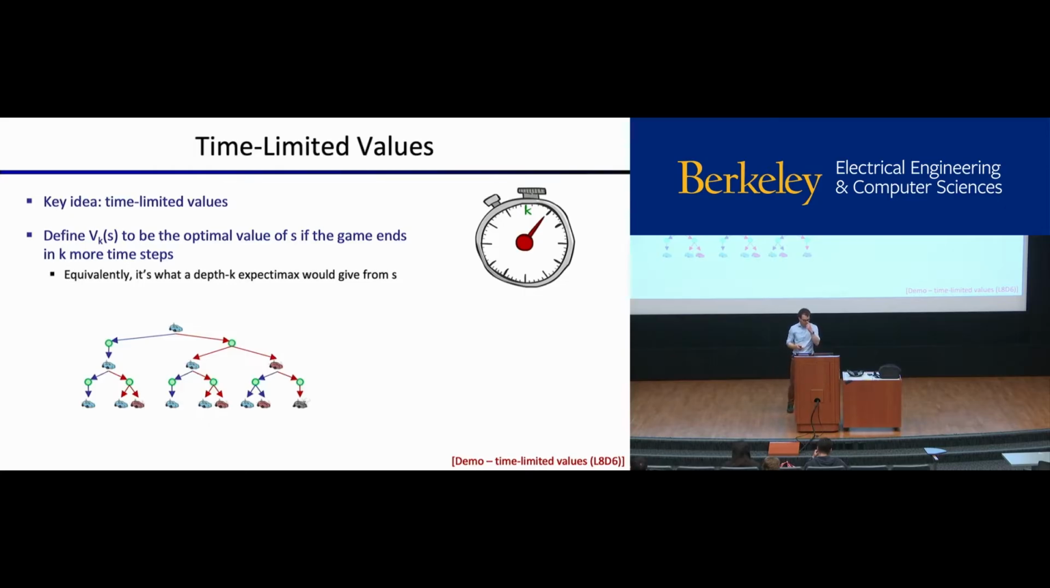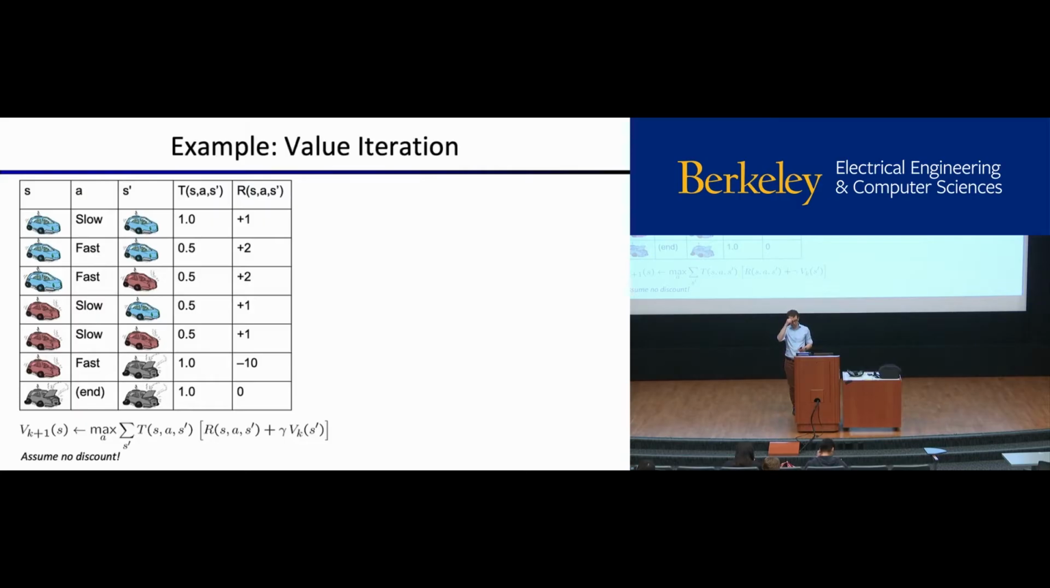So we look at this k depth expectimax and we say, okay, these are time limited values. We can compute the value v2, this is the value of running for the rest of the tree. So this value here is the same as this value here, and it's saying run an expectimax search for 2 time steps and then stop. So let's go back to the table and see what this would look like for this example.